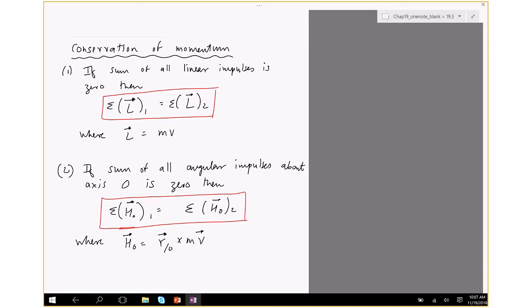Okay, so this is the second to last section in chapter 19 on conservation of momentum. And this is very similar to what we've done in the past for particles. If the sum of forces is zero, then you can effectively say that the linear momentum is conserved. So L1 equals L2, where L is mass times velocity.